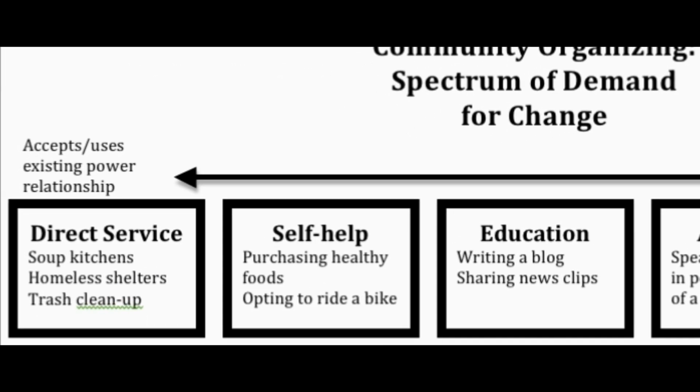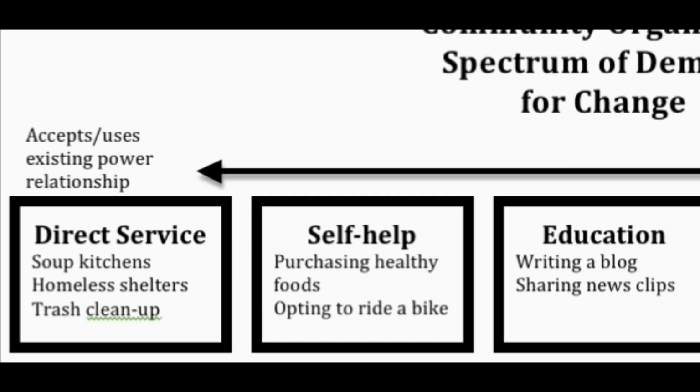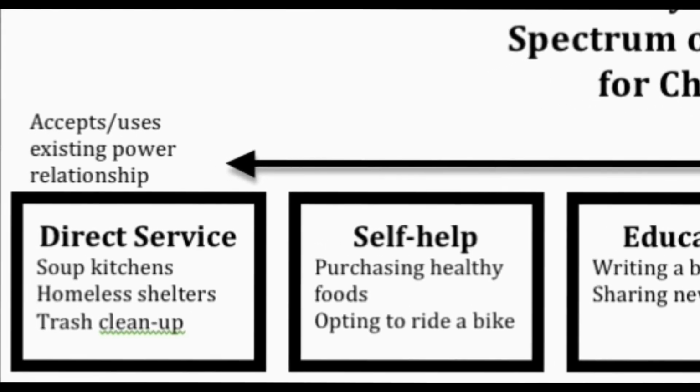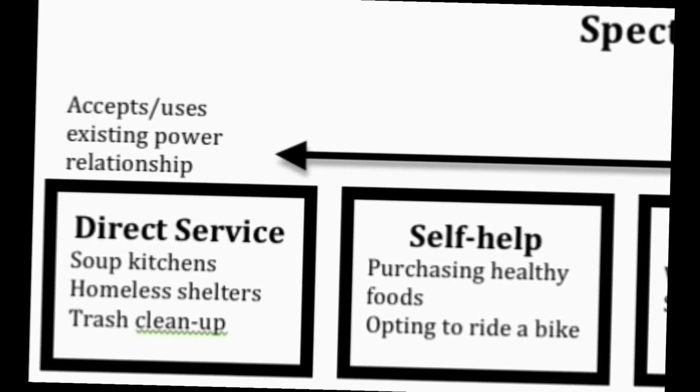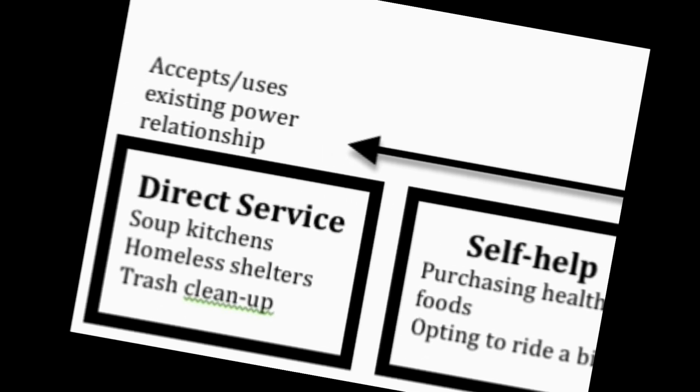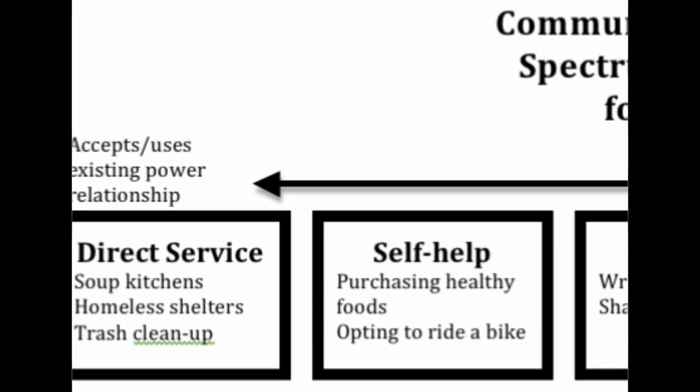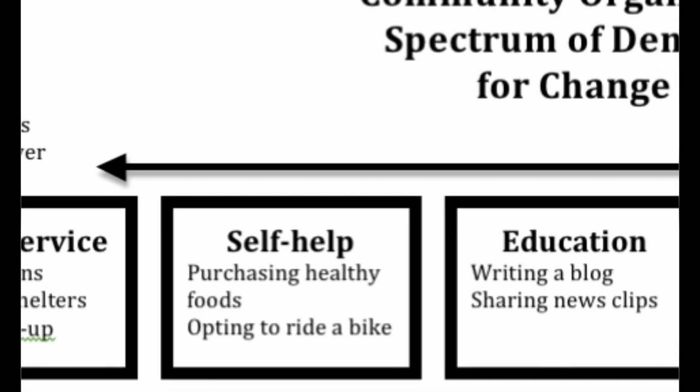So direct service work is like if you go volunteer at a soup kitchen or you go clean up trash at the beach. That's all nice and good because kindness is good. But direct service work accepts existing power relationships. When slavery of Africans was legal, direct service work would be providing therapy on the plantations instead of abolishing slavery.